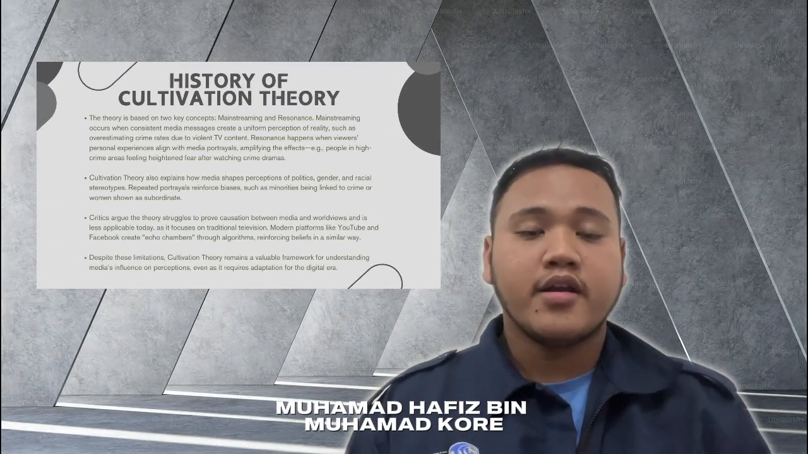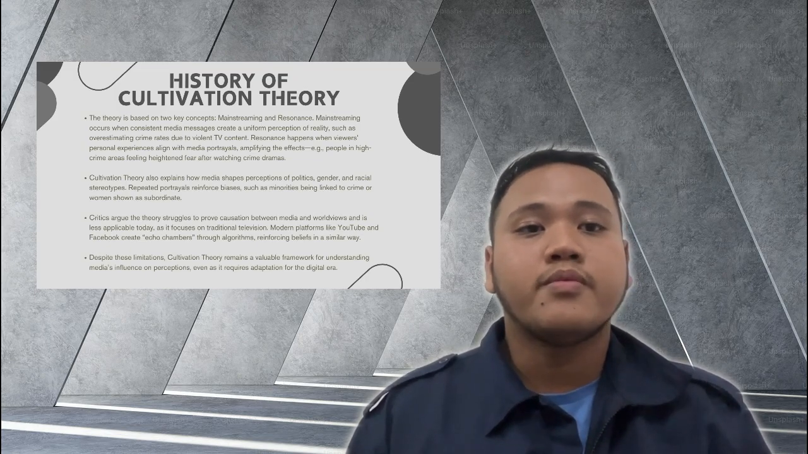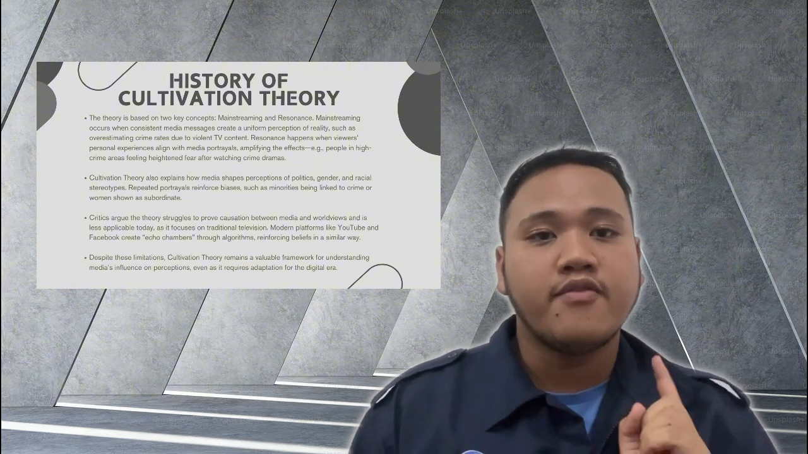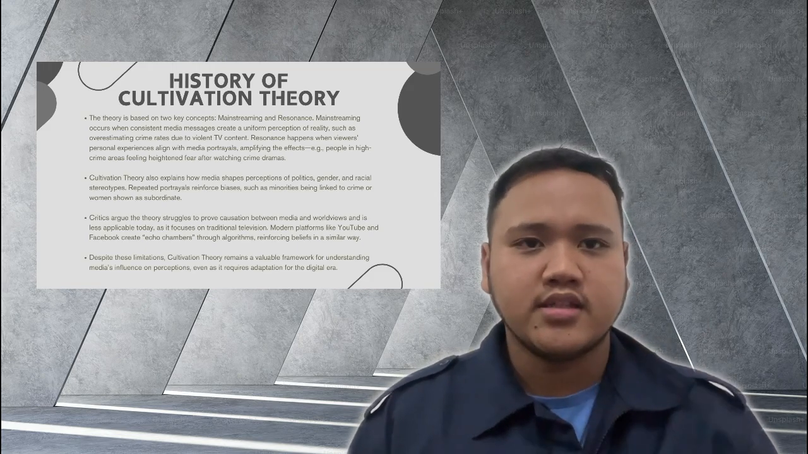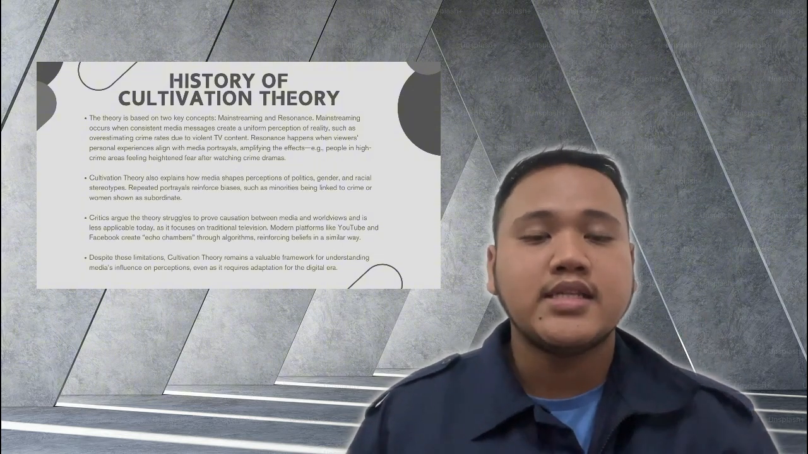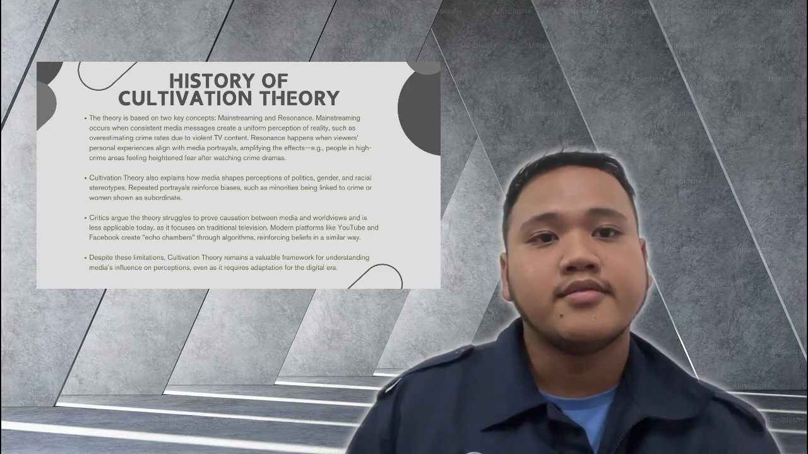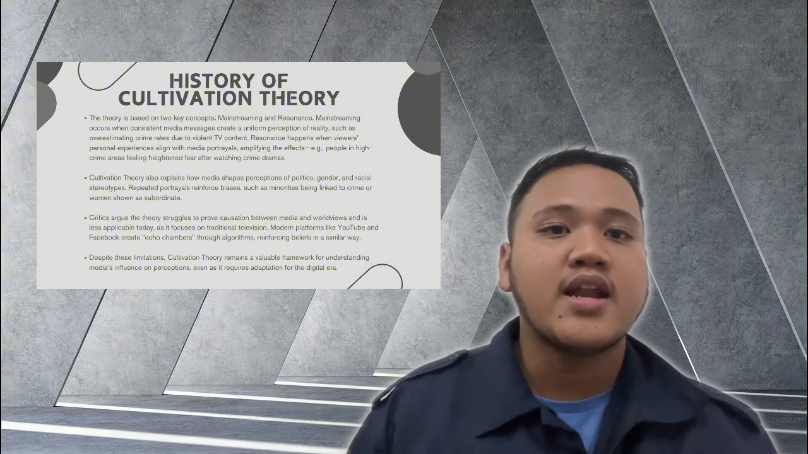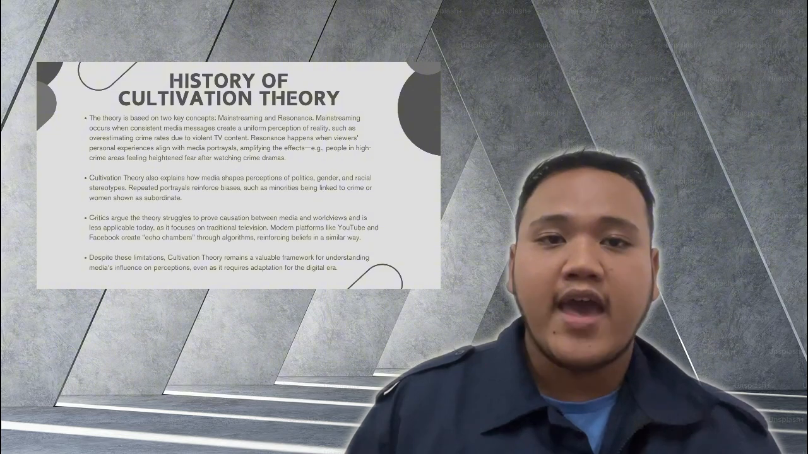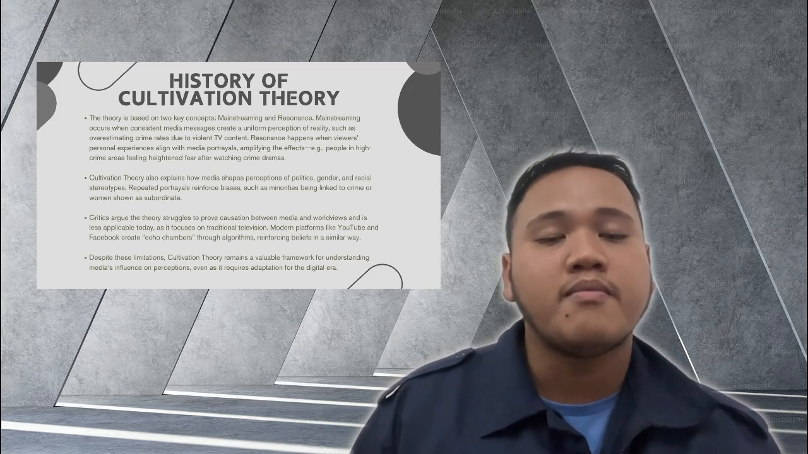So we move to another part, which is the history of cultivation theory. As we know, cultivation theory was produced by George Gerbner in 1960. The theory is based on two key concepts: the first one is mainstreaming and the second one is resonance. Mainstreaming occurs when consistent media messages create a uniform perception of reality, such as overestimating crime rates due to violent TV content. Resonance happens when viewers' personal experiences align with the media portrayal, amplifying the effects. For example, people in high crime areas feeling heightened fear after watching crime dramas.